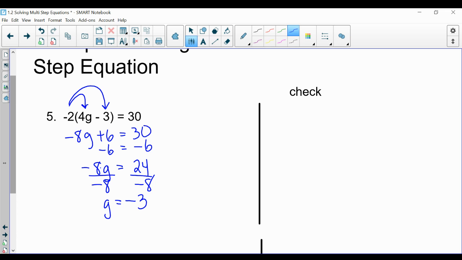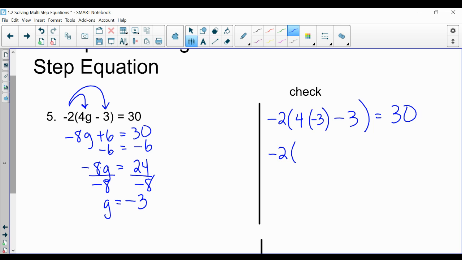So let's just check it now. Again, I said put it into the original equation is what I want you to do. So 4, so got a negative 3. And then minus 3 is equal to 30. So now I don't have a variable inside my parentheses, so now I'm just going to simplify that parenthesis because that's what order of operations says.